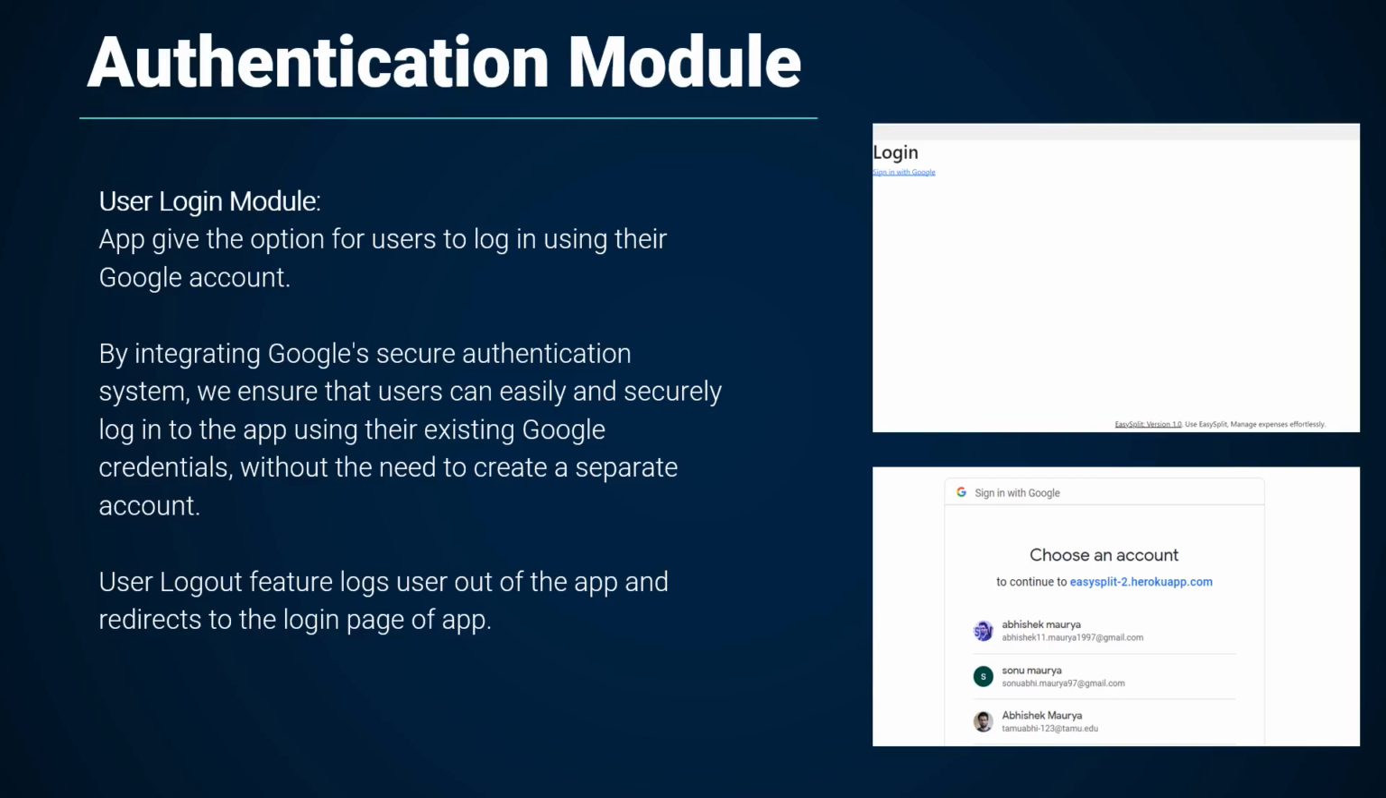Our app's authentication module involves the feature of login and logout. Users can log in via their Gmail account, and if the user is already registered with the app, they will enter their profile, and if the user is not registered with the app, a new profile is created. Logout functionality logs the user out and redirects the user to the login page.